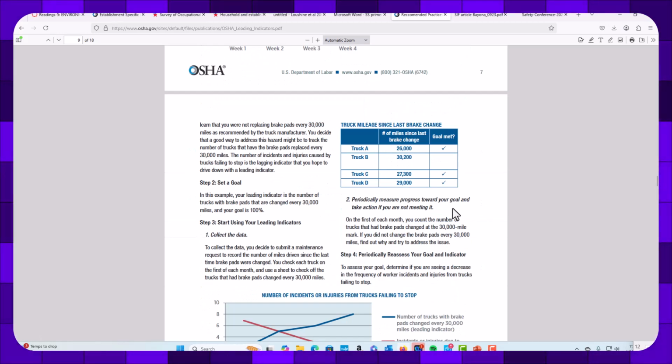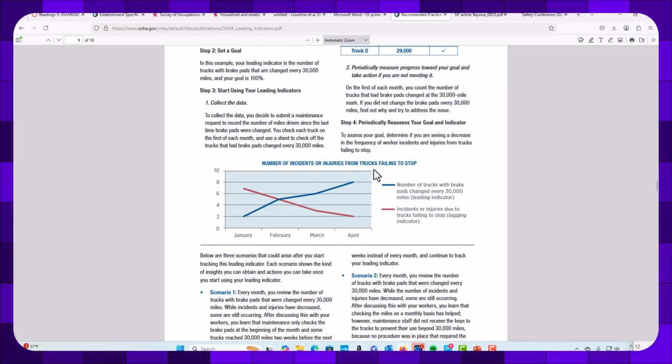Again, they're obsessing about the housekeeping because of that Smith paper. But when I talked to Dr. Smith about it, he said that the cleanliness is a reflection of workers' pride in their work, therefore keeping their workstations organized and clean. Not you clean, therefore things are safer. Number of incidents or injuries from trucks failing to stop. That's lagging.